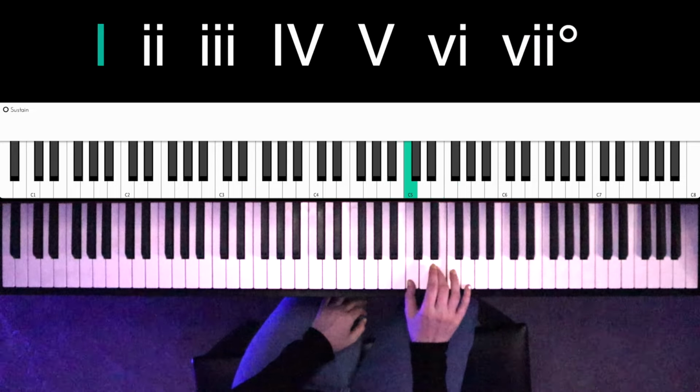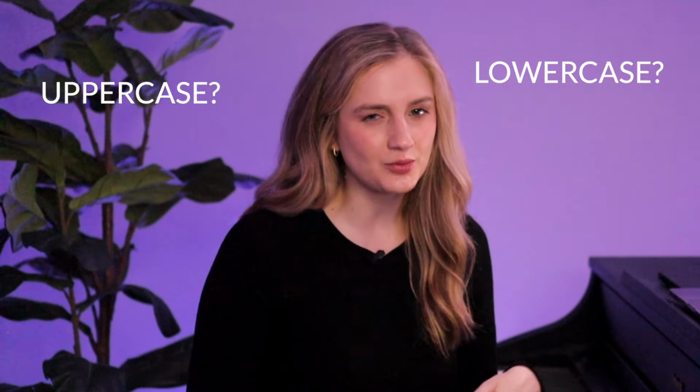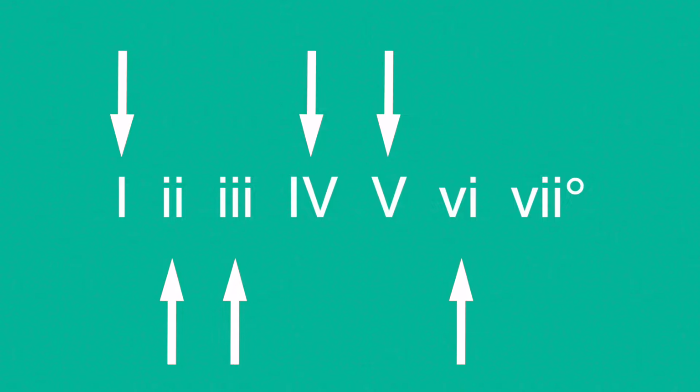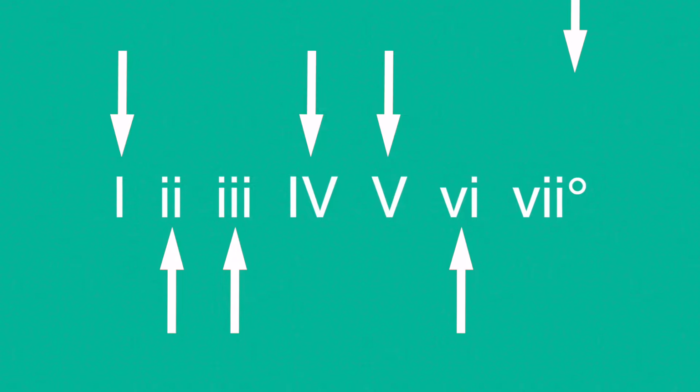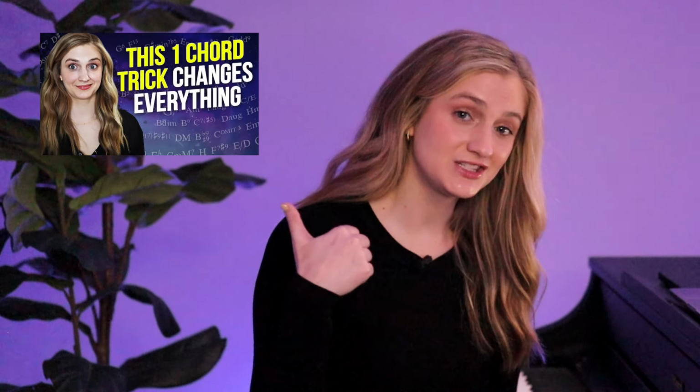And then you go back to 1 with C major. So those Roman numerals are going to look like this. Now you're asking, why are some uppercase, lowercase, and what is that little circle? Uppercase means the chord is a major chord, lowercase means the chord is a minor chord, and the little circle means it is a diminished chord. If you have no idea what I'm talking about, I recommend watching this video.